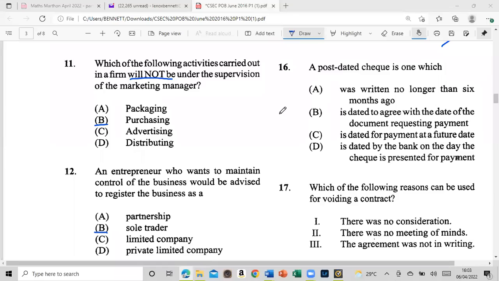A postdated check is one which, is it A, was written no longer than 6 months ago, B, is dated to agree with the date of the document requesting payment, C, is dated for payment at a future date, or D, is dated by the bank on the day the check is presented for payment? And that would be C, is dated for payment at a future date. All right. So you can write it today and you want to say, all right, collect in 2000. All right, let's move on to number 17.